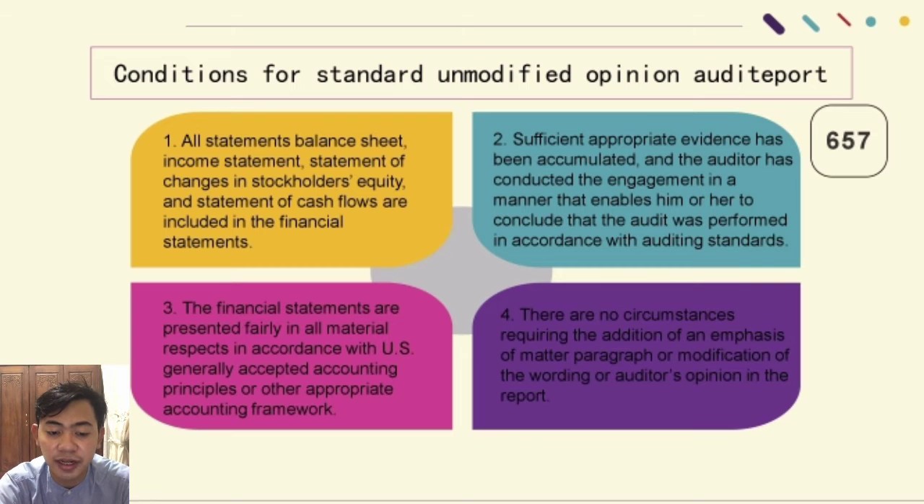Number 3. The financial statements present fairly, in all material respects, in accordance with U.S. generally accepted accounting principles or other corporate accounting framework. Number 4. There are no circumstances requiring the addition of an emphasis of matter paragraph or modification of the wording of the auditor's opinion in the report.